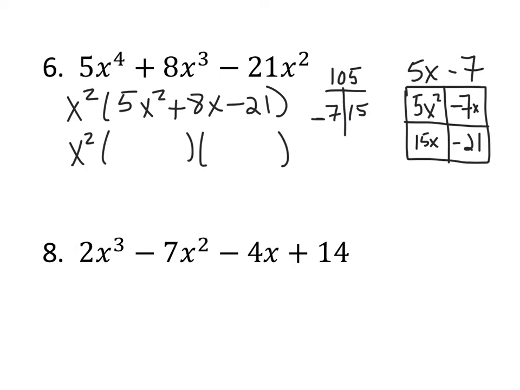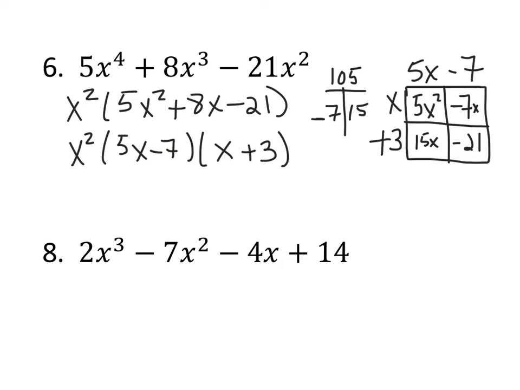Then I'm going to go with the rows, and I'm going to factor out what these two have in common. These two, the only thing they have in common is the x. And in the bottom, down here, the only thing these two have in common is a 3. And it's going to be a positive 3. So I'm going to say plus 3. And that'll be my factors. So 5x minus 7, x plus 3. And if you wanted to FOIL that back together, that's real easy to do.